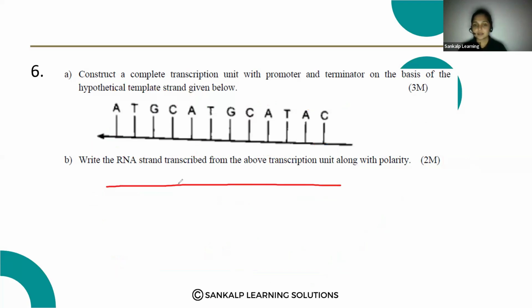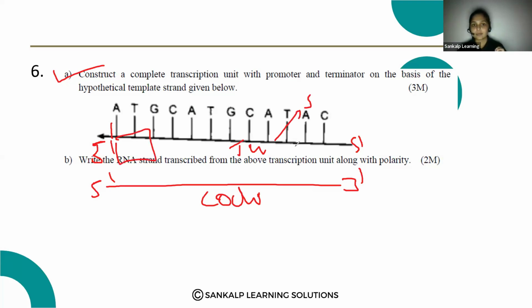So you have to draw the other strand, that is the coding strand. First write the coding strand for the 3 mark question. So for the 3 mark question, this is the 3 prime end and this is the 5 prime end. So this is the coding strand and this is the template strand. These are called structural genes. At the 3 prime end, the promoter will be there. At the 5 prime end, the terminator will be there. And write the codes on this strand.